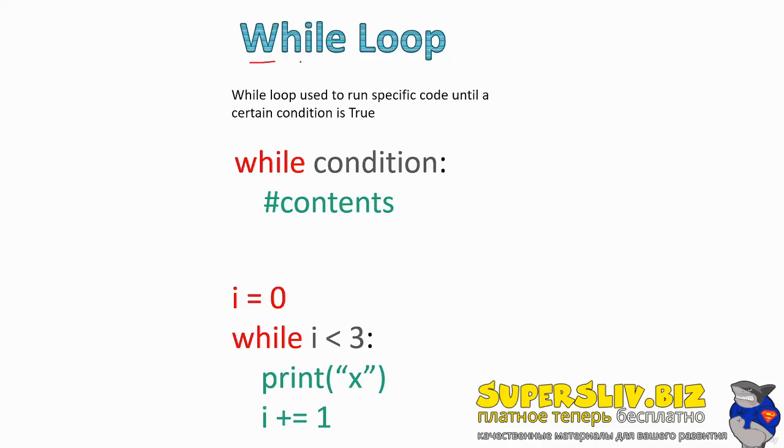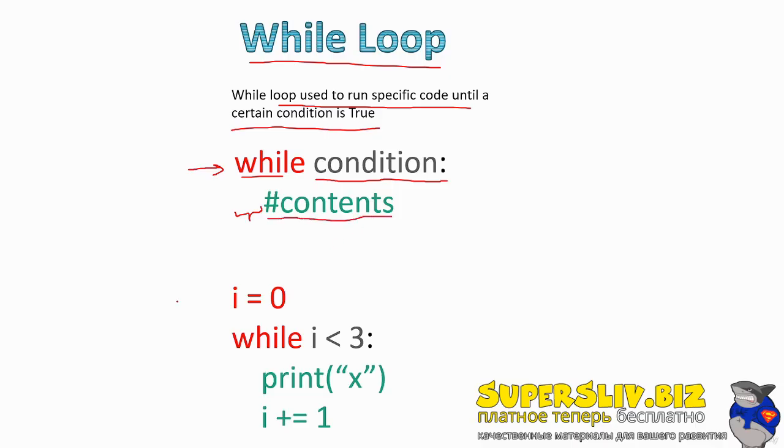Now let us talk about while loops. We use while loops to run a specific code until a certain condition is true. Here is the syntax of while loop. We use while keyword, then the condition and colon, then we keep a space of one tab, then we write the codes we want to run.